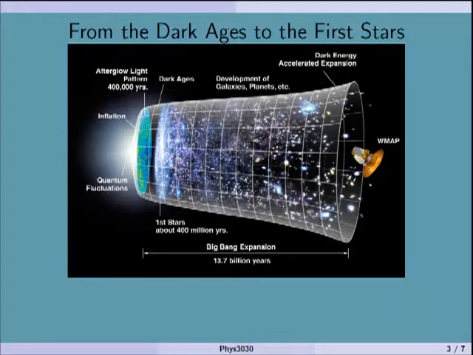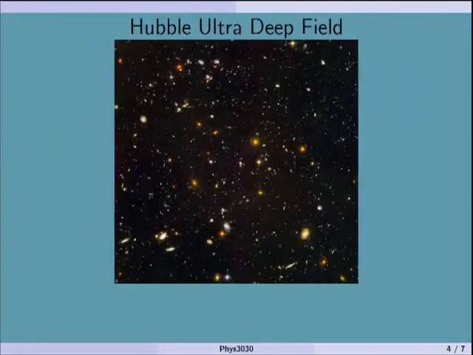Let's move to the next slide. This is one of the most impressive pictures, I think, that the Hubble Space Telescope has ever taken. This is the ultra deep field view. It is a view of a certain part of the sky that uses multiple cameras to take a very long exposure picture of the universe in one direction.